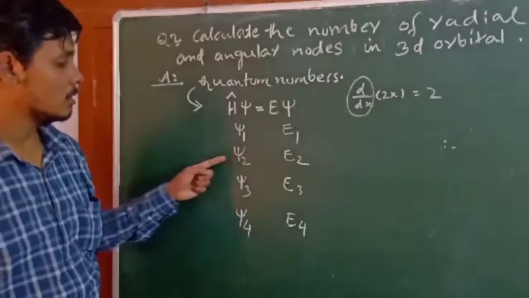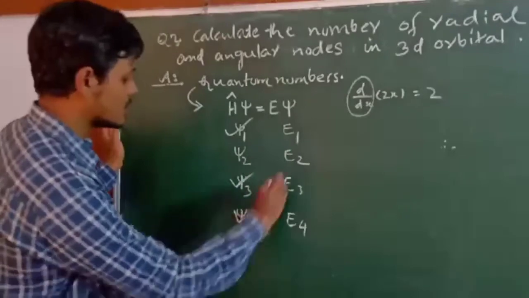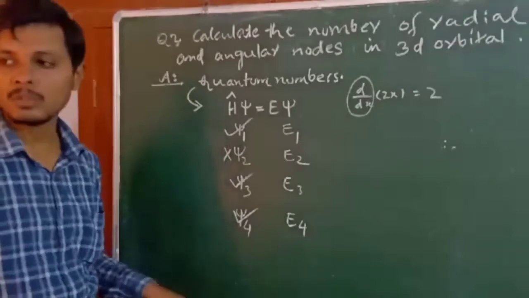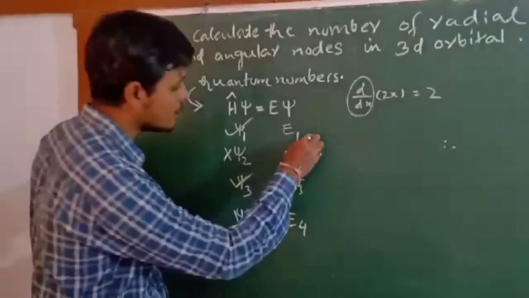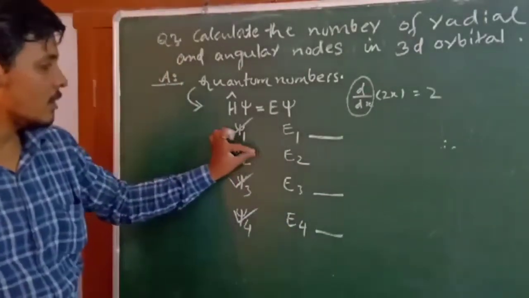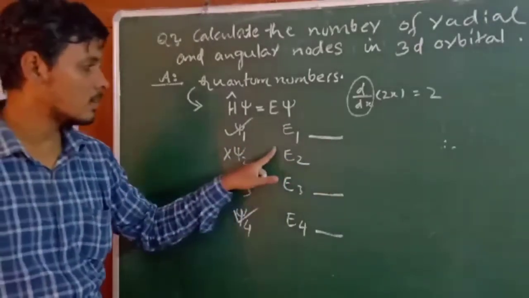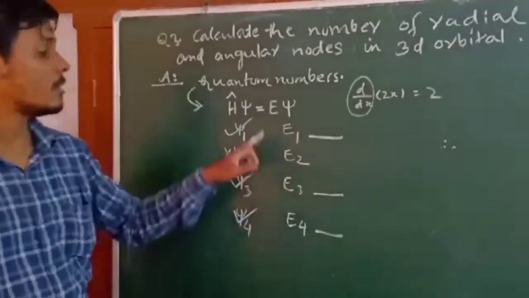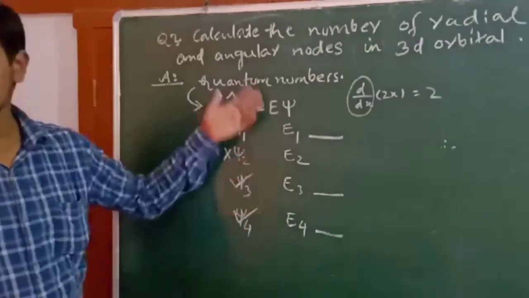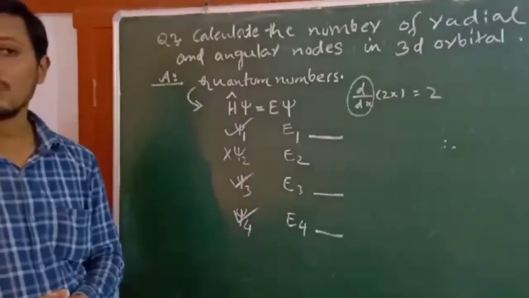For example, suppose psi 1, psi 3 and psi 4 are acceptable, but psi 2 is not. Then they tell me that the electron can have E1, E3 and E4 energy. If a wave function is not acceptable, then the corresponding energy is also not acceptable. That means the electron can't have an energy of E2. So on what basis do we decide whether a function is acceptable or not?